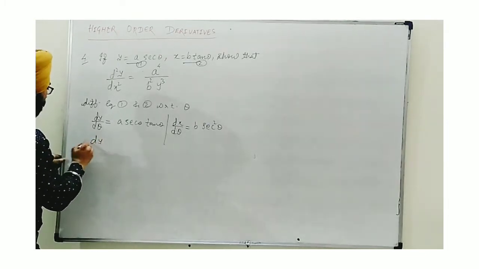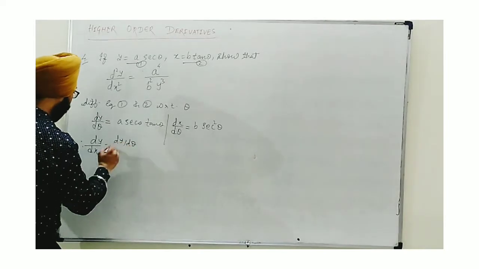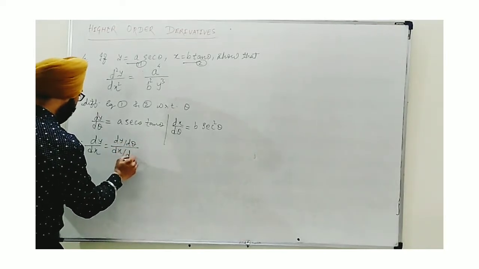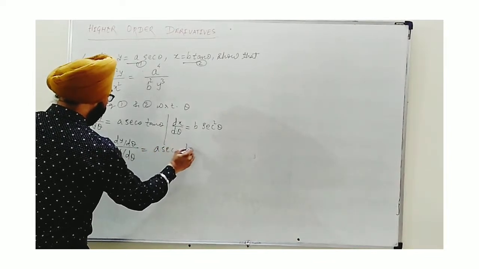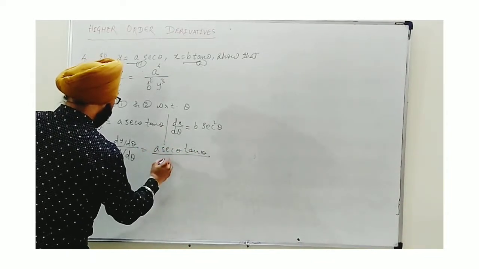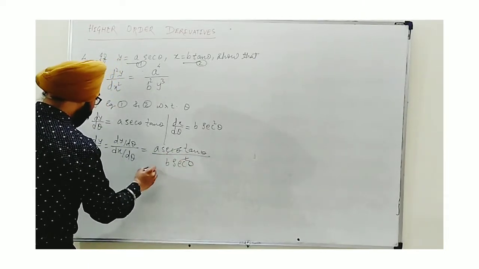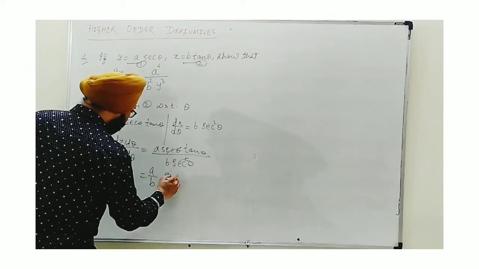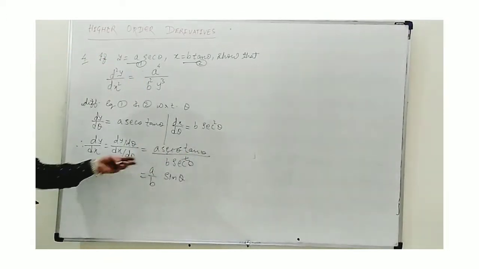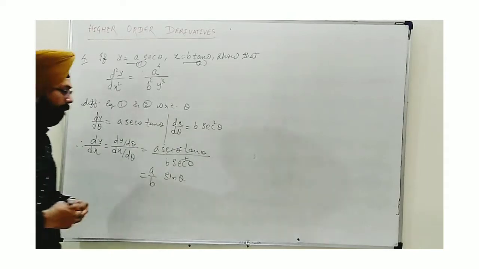Then obviously dy by dx is dy by d theta upon dx by d theta. By putting the values we get a sec theta tan theta upon b sec square theta. Sec cancels the power, and finally we have a upon b, converting to sin and cos, we are left with sin theta. Or you keep in mind tan by sec is sin, directly we can do. Now the term of second order. From this step we have to be careful.